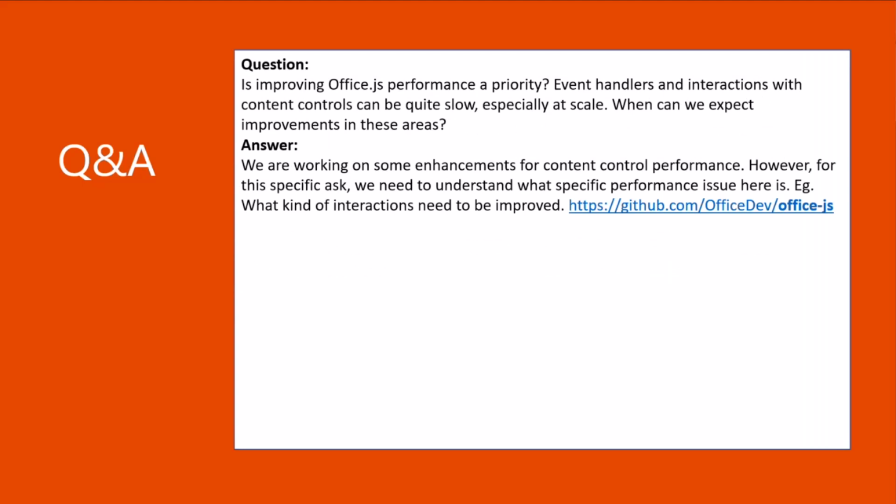For our second question, it is: is improving Office.js performance a priority? Event handlers and interactions with content controls can be quite slow, especially at scale. When can we expect improvements in this area? So we are currently working on some enhancements for content control performance. However, for this specific ask, we need to understand which specific performance issues you are having. For example, what kind of interactions need to be improved specifically.